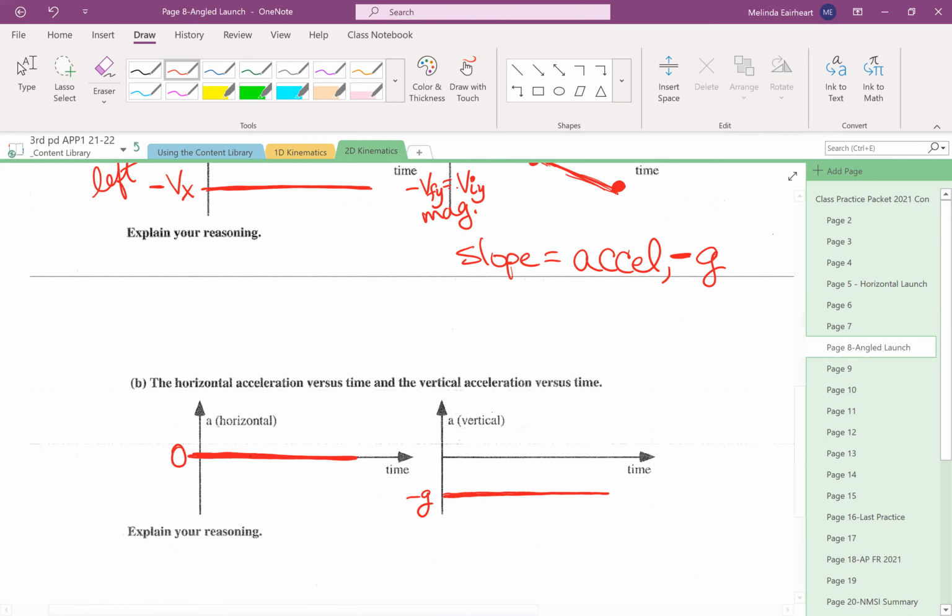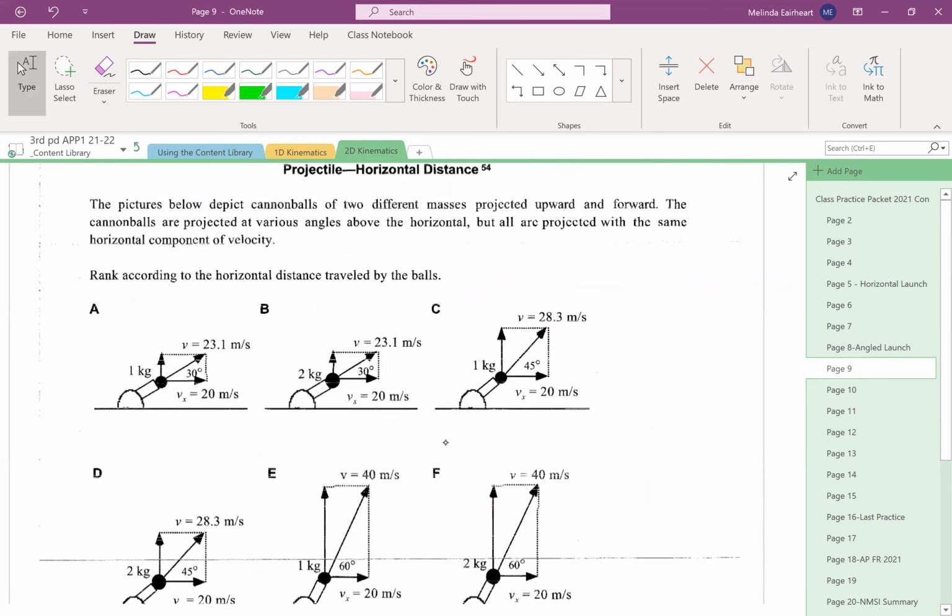Okay, I think we got one more page of concepts, another ranking, and then we'll start doing some calculations. So make sure someone at your table has a calculator. You have a 5-minute warning. Okay, page 9.